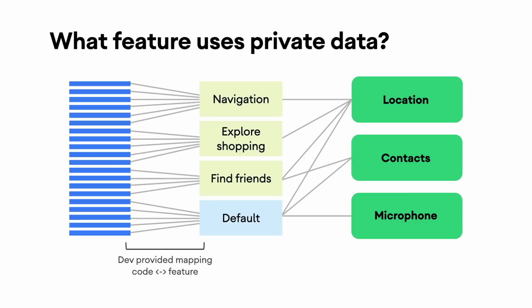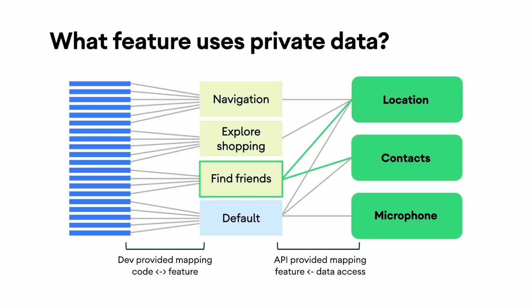More complex apps often contain multiple features. For example, a mapping app might provide navigation, explore nearby shopping, and find friend features. Android 11 allows an app to attribute data access to a particular feature of the app. Each of the features may use a subset of private data. For example, the Find Friends feature might not need to use the microphone. Mapping data access to a higher level of abstraction makes it easier to find what features have accidental data access. Further, this will make it easier to explain to the user what private data is used for.